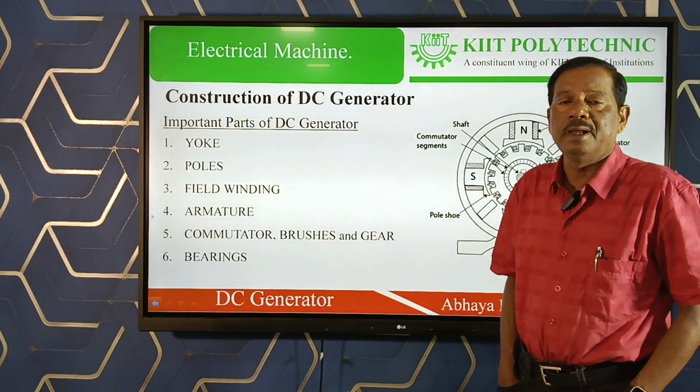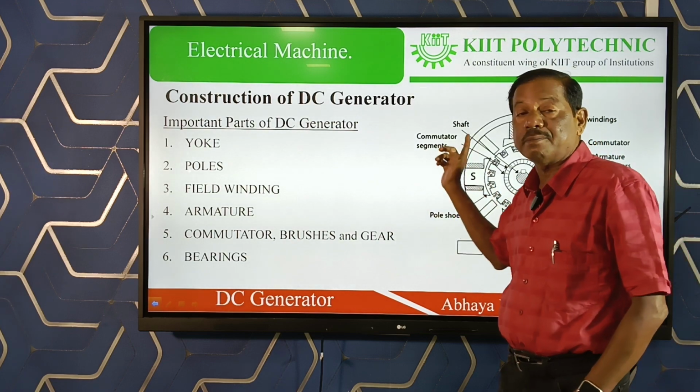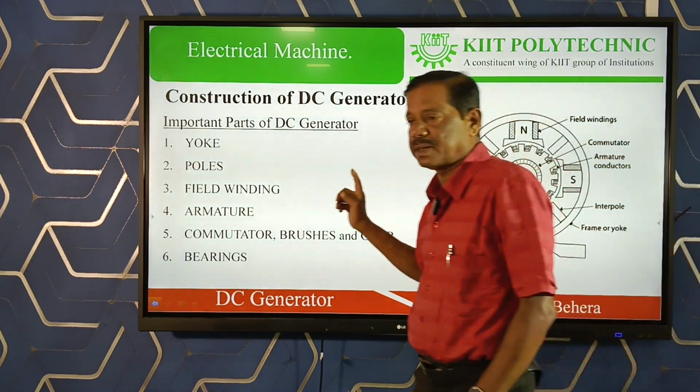Next, in the stationary part, is the field winding, which is a very important part of the DC generator. Field winding means it provides the magnetic field. These are the permanent magnets, what I have shown.